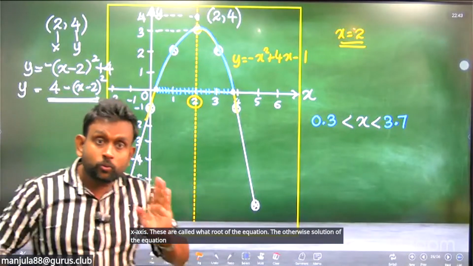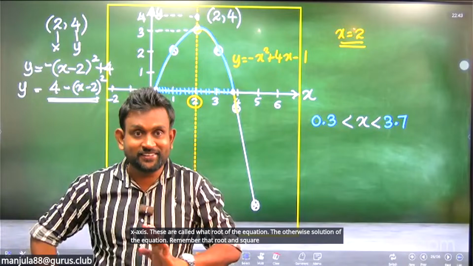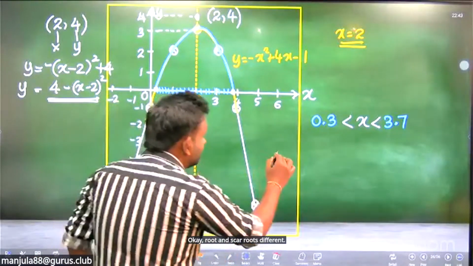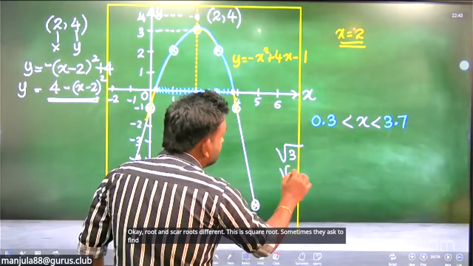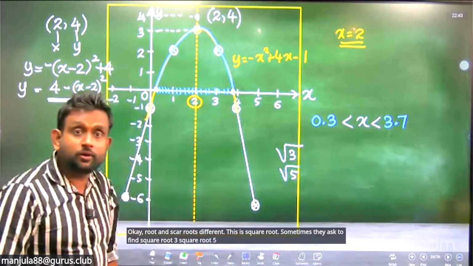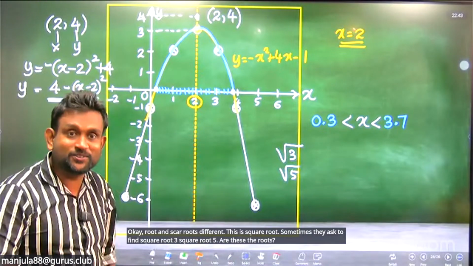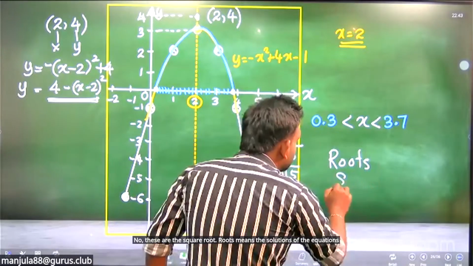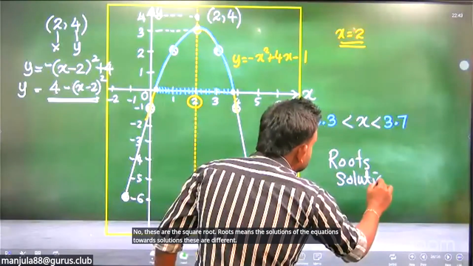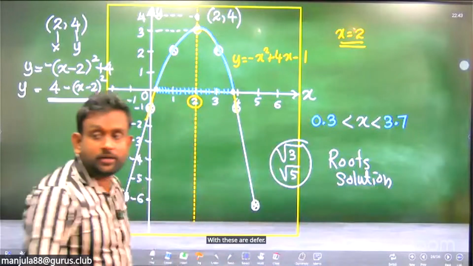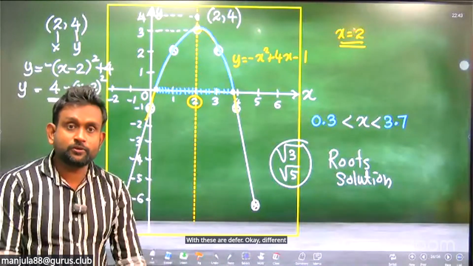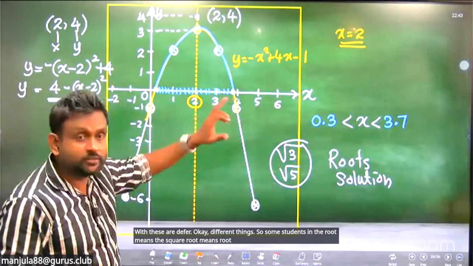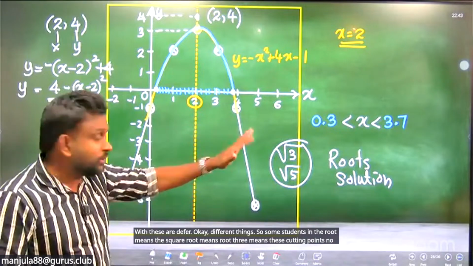Remember that root and square root are different. Sometimes they ask to find the square root of 3, square root of 5. Are these the roots? No, these are the square roots. Roots means the solutions of the equations. Some students think that the square root, root 3, means these cutting points. No. I will tell you how to do that square root.